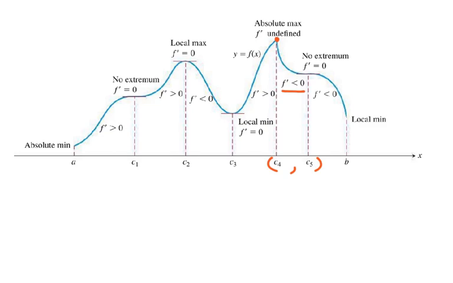It does represent the highest point on the graph when we consider the entire graph from A to B. So it's the absolute max. But it's a sharp curve, a sharp point, which is not differentiable. And again, the derivative is undefined.